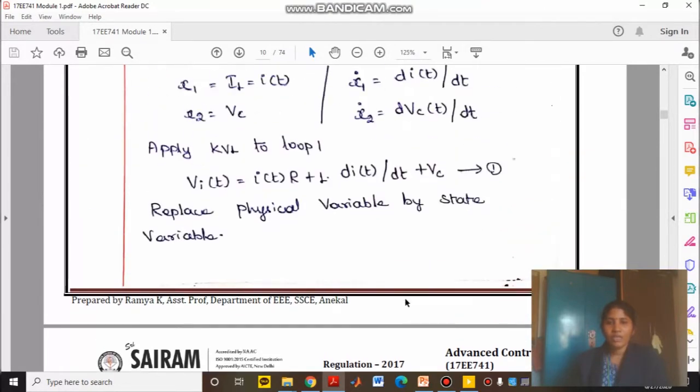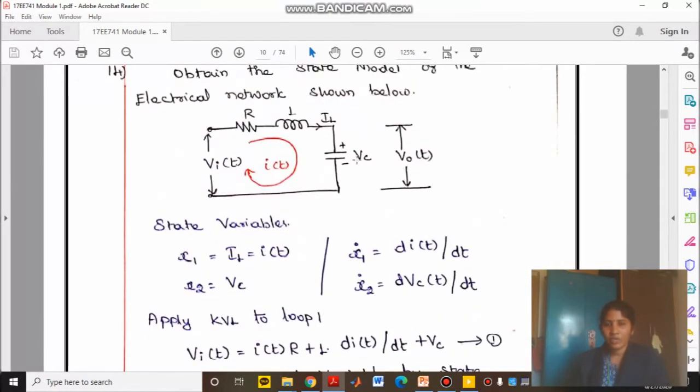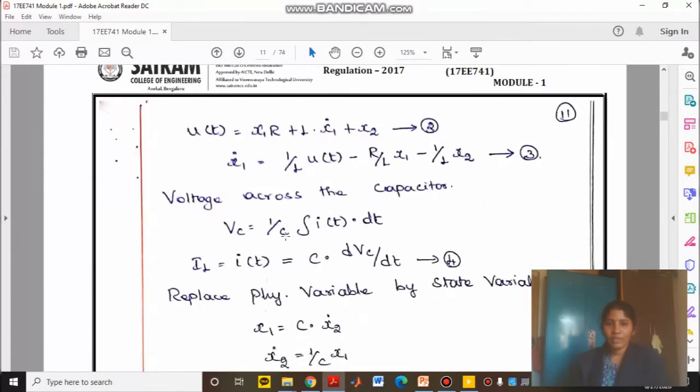Now what is the voltage across the capacitor? Voltage across the capacitor is Vc. So Vc is nothing but 1 by C integration of I dt. Now you replace all this in the equation. To remove this integration, I can differentiate on this side. If I differentiate, I will get I of t is equal to C into dVc by dt.